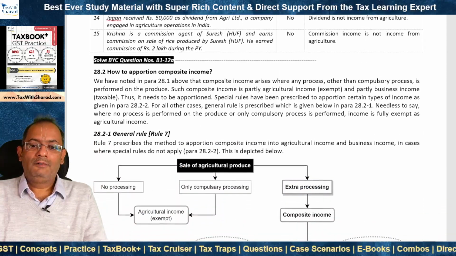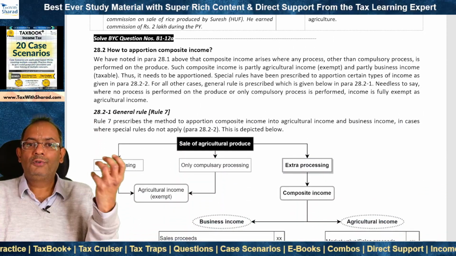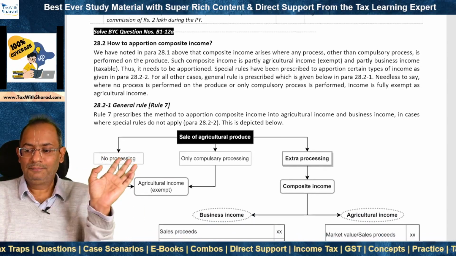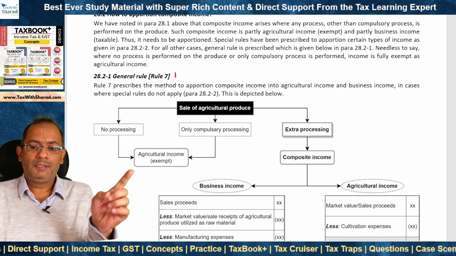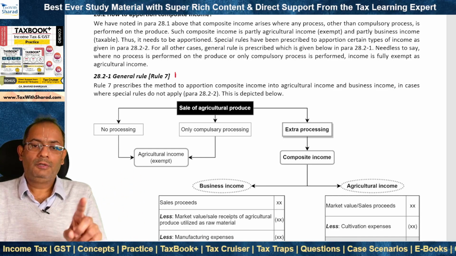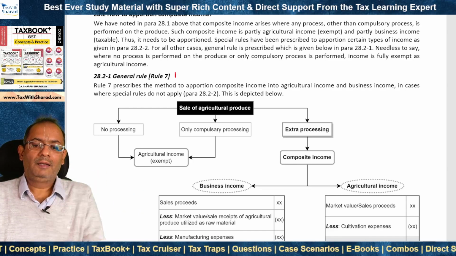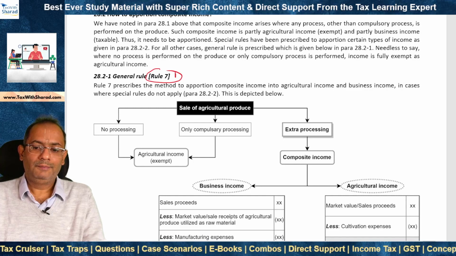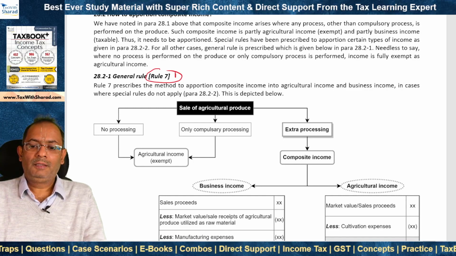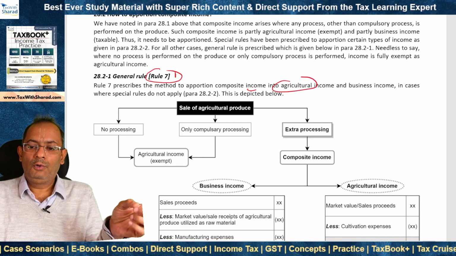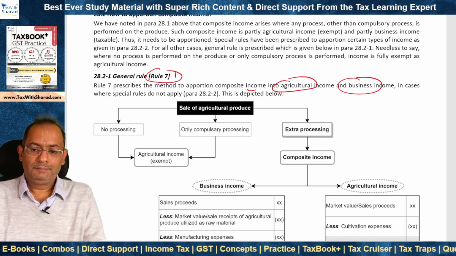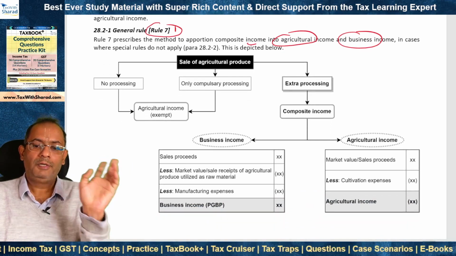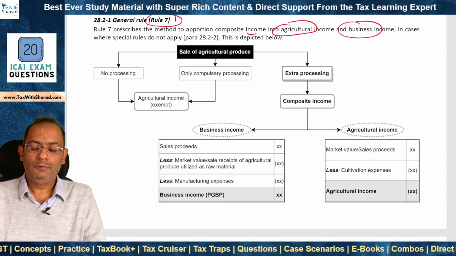Now, as we noted above, there could be a situation where composite income is arising and therefore it then needs to be apportioned between exempt and taxable income. For apportionment of such composite income, there is a general rule and there are certain special rules in certain specific categories of income. First, we will talk about the general rule, and this is provided under Rule 7. Rule 7 prescribes the method to apportion composite income into agricultural income and business income. And the general rule applies where special rules do not apply. We will talk about special rules after we have discussed the general rule.